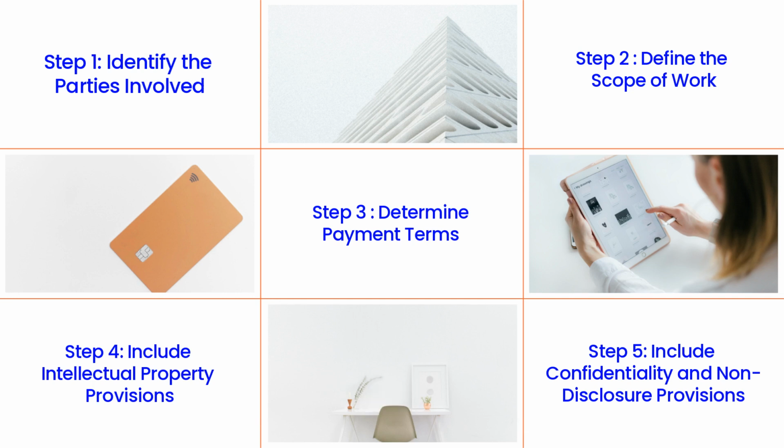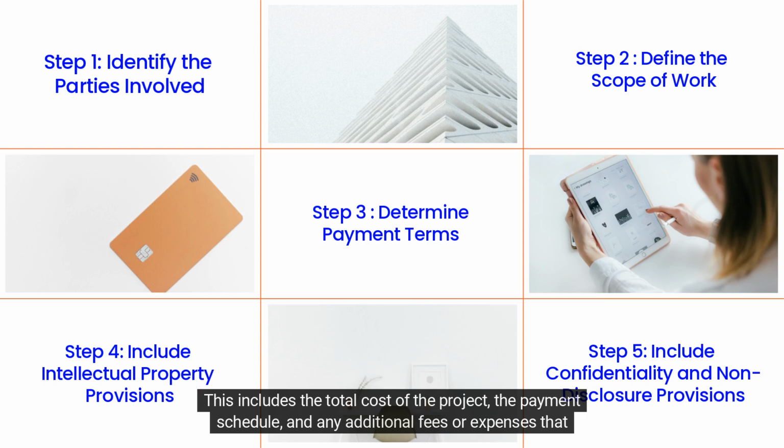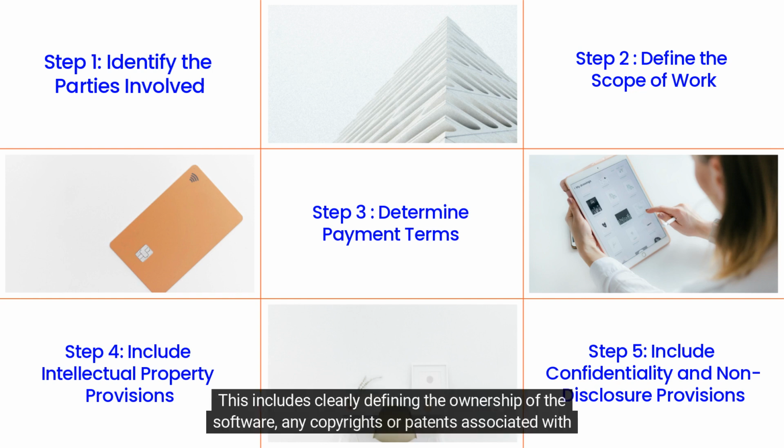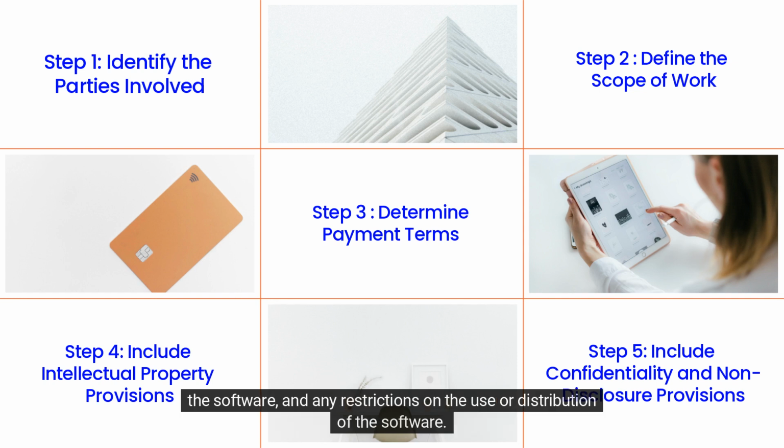Step 3. Determine payment terms. This includes the total cost of the project, the payment schedule, and any additional fees or expenses that may be incurred. Step 4. Include intellectual property provisions. This includes clearly defining the ownership of the software, any copyrights or patents associated with the software, and any restrictions on the use or distribution of the software.